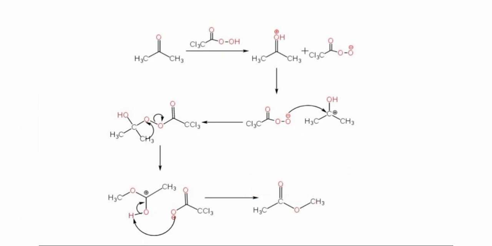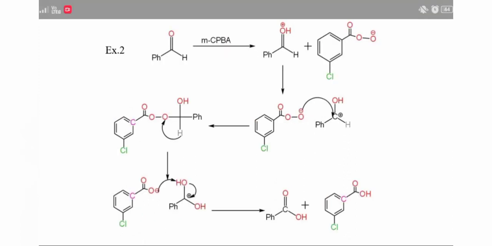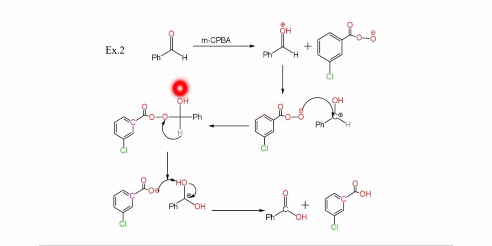Let us see what will happen if we treat an aldehyde with a peracid. Here we treated a ketone with a peracid. Here is another example in which I have taken an aldehyde, and this is metachloroperbenzoic acid. Here you can see the structure of metachloroperbenzoic acid.